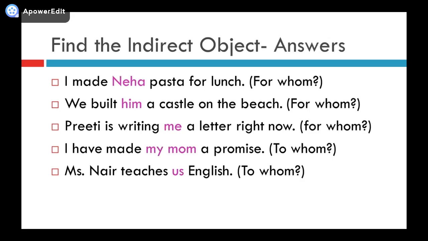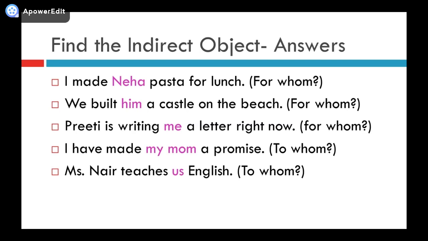I made Neha pasta for lunch. Now, who are we talking about? We are talking about I. So, I am your subject. Made is your verb. But made what? I made pasta. So, pasta is your direct object. But for whom did I make? For Neha. So, Neha becomes your indirect object. Neha is what? A noun.